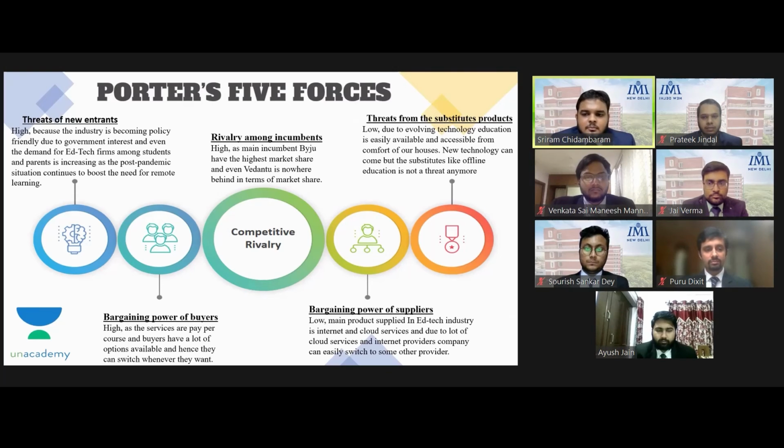The next force is the rivalry among incumbents. With Byju's leading the market share, and as we already saw in the competitor analysis, Vedantu is also not very far behind. With these two firms competing strongly against each other, the rivalry among incumbents is high. Moving on to the bargaining power of suppliers. Two main services supplied to edtech firms are cloud platforms and internet services. As there are many companies which provide these, edtech firms can change their suppliers easily, and so the power of suppliers is low. The last force is the threat from substitutes. Due to evolving technology and easy access from our houses, conventional education doesn't pose much threat as a substitute. I would like to hand over the presentation to Ayush.